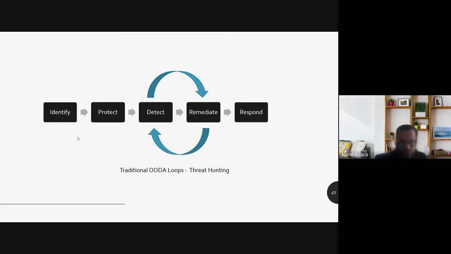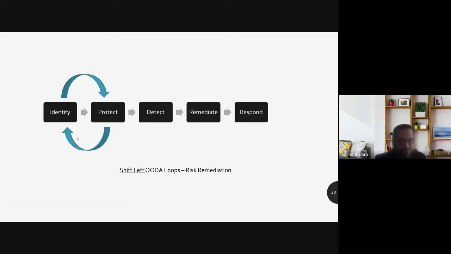But if we can shift this loop to identify and protect, right? If we can say we identify these vulnerabilities and protect the assets in earlier cycles, then the mean time to remediation comes down much smaller. This we have found very, very effective in some of the environments that we're working in as well.